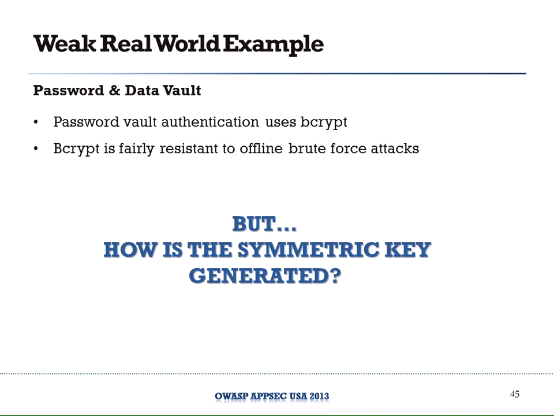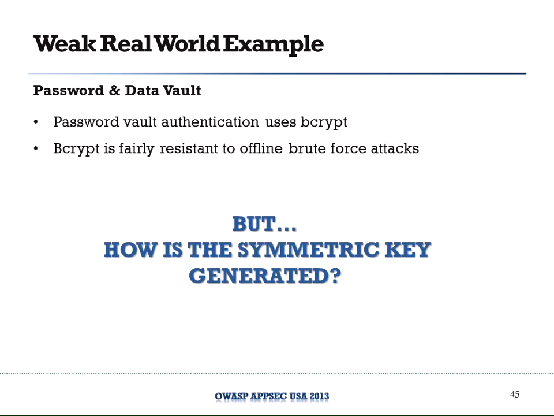I decided to look at it because I was interested in secure containers. I wanted to see how it worked. The password vault authentication was performed using bcrypt. For those familiar with bcrypt, it's a slow hashing algorithm. It's fairly resistant to offline brute force, so great. I was like, awesome. But bcrypt output isn't really something you could plug in as an AES key. So I figured they're probably not using this bcrypt hash to actually protect the data. How are they doing this?